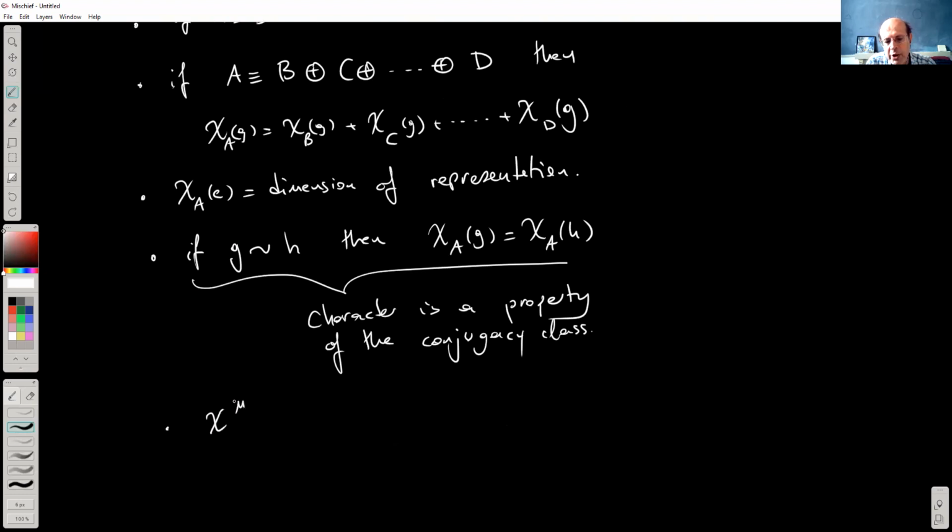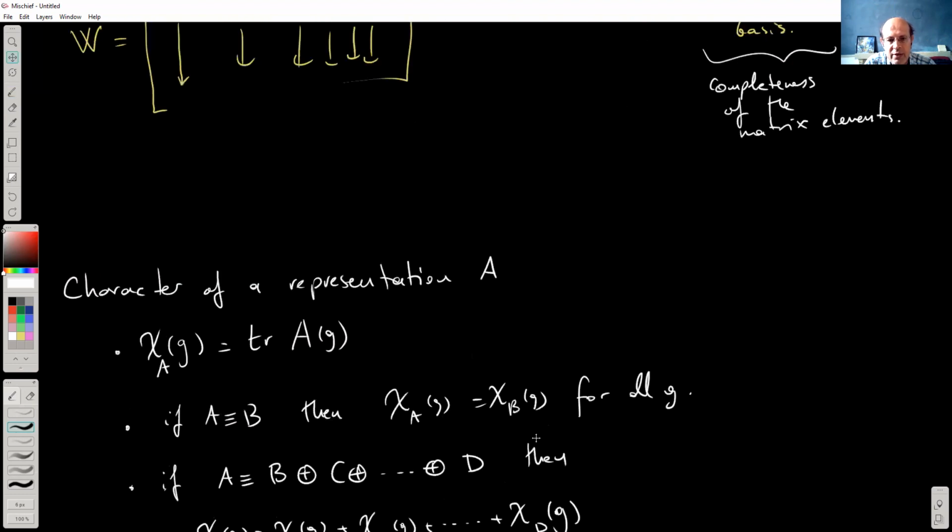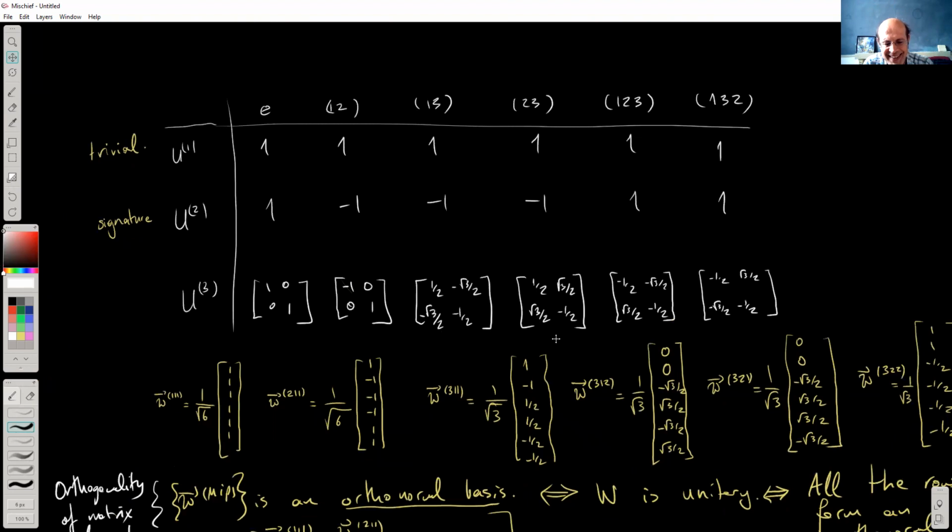I'm just going to show this. So for irreducible representations, I'm just going to use this notation for expressing the characters. Let's say it like this. So this is for the muth irreducible representation. So it's always a superscript mu with a parenthesis. It's just a strange notation that I'm using. Okay, so let's then go back to this group again.